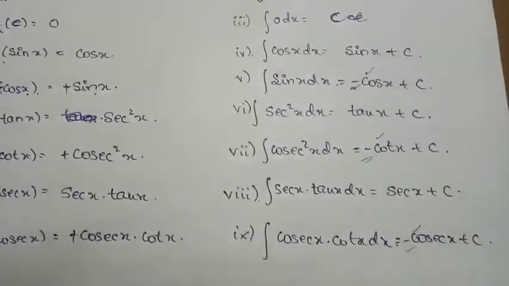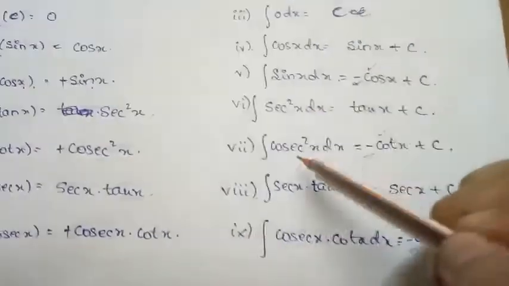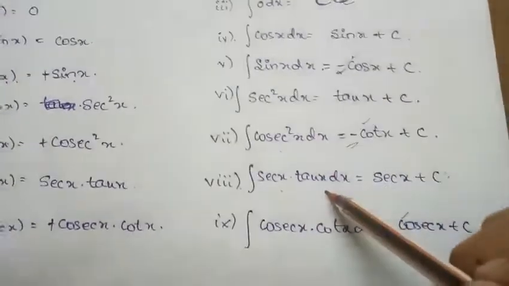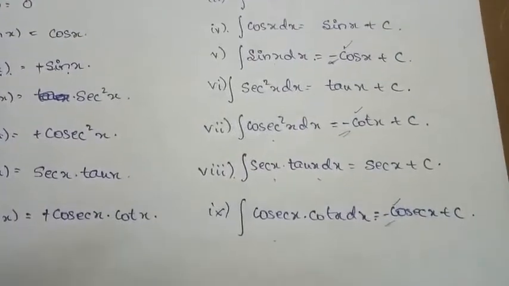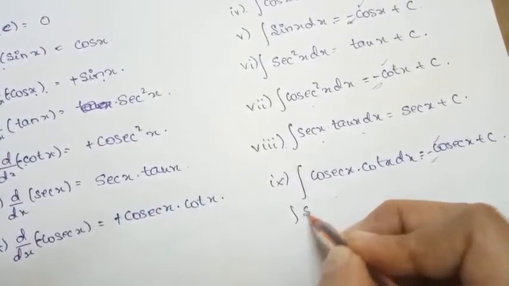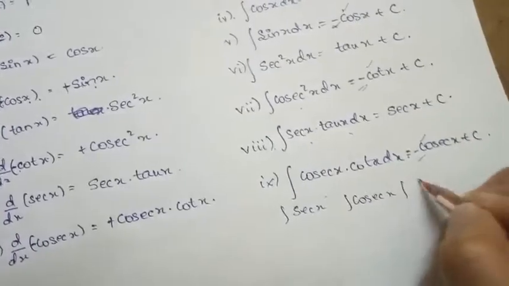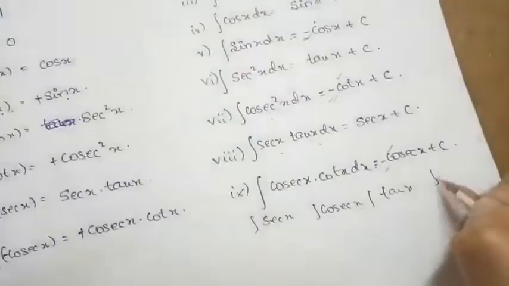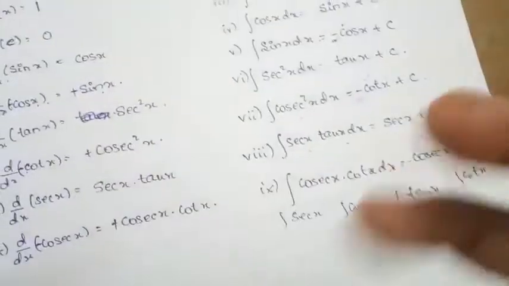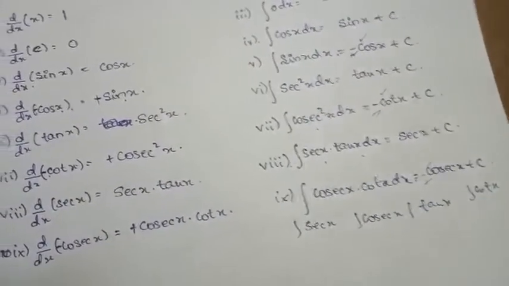So you can see the integration of some of the trigonometric functions like cos x, sin x, secant square x, cosecant square x, secant x into tan x, and cosecant x into cot x. You might miss some of the trigonometric functions like integration of secant x, integration of cosecant x, integration of tan x, and integration of cot x. We will come to know the integration of all these in the next part of the integration.